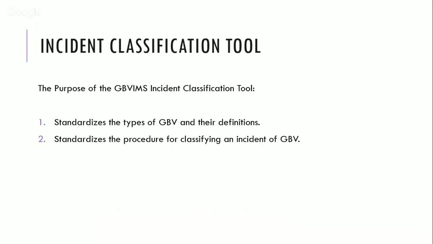So this is where the incident classification tool comes in. These are the principles it was built off of. The purpose of the classification tool is really two parts. The first is to standardize the types of GBV and their definitions. So I mentioned earlier terminology. This is what we're looking at, terminology. The second part is standardizing the procedure for classifying an incident of GBV. So once we have the terminology, then we need to have the same process.